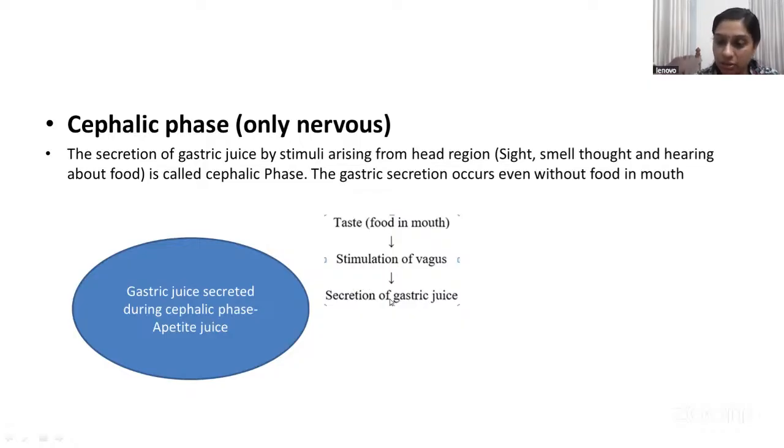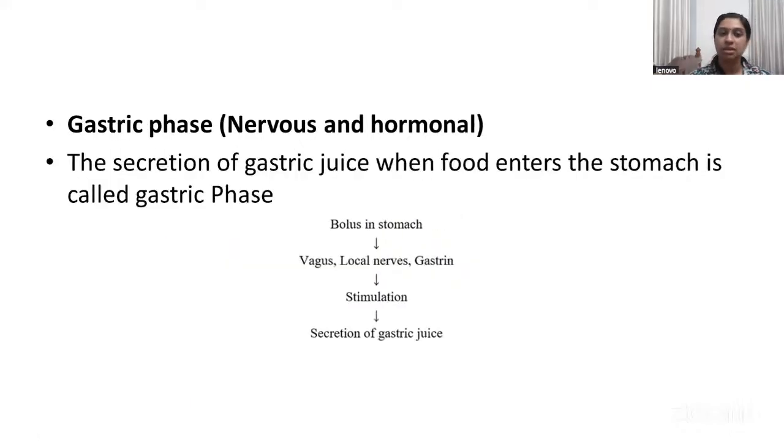It is very minute in quantity, but it is rich in enzymes and hydrochloric acid. Next is the gastric phase, which is controlled by both hormonal and neuronal control. The secretion of gastric juice when the food enters the stomach is called the gastric phase. The bolus reaches the stomach, and it stimulates the vagus nerves, local nerves like the myenteric plexus, and gastrin secretion. This leads to stimulation and secretion of the gastric juice.